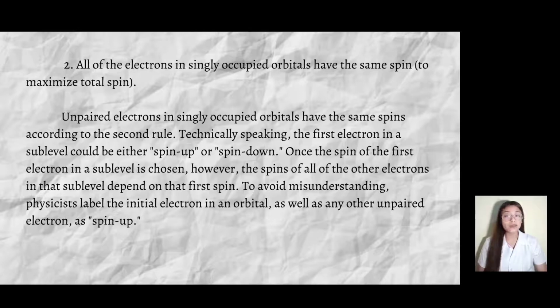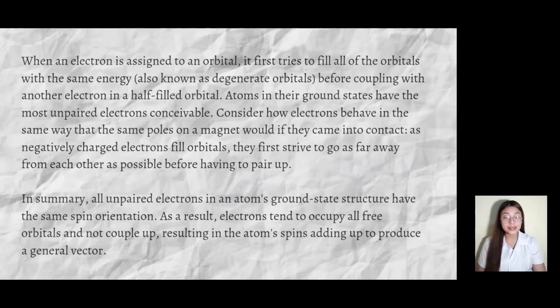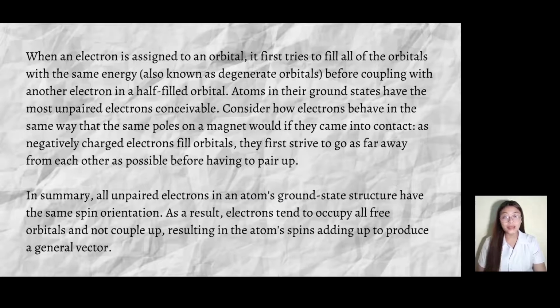Once the spin of the first electron in a sublevel is chosen, however, the spin of all of the other electrons in that sublevel depend on the first spin. To avoid misunderstanding, physicists label the initial electron in an orbital as well as any other unpaired electron as spin-up. So next, when an electron is assigned to an orbital, it first tries to fill all of the orbitals with the same energy. This is also known as degenerate orbitals, before coupling with another electron in a half-filled orbital. Atoms in their ground states have the most unpaired electrons conceivable.